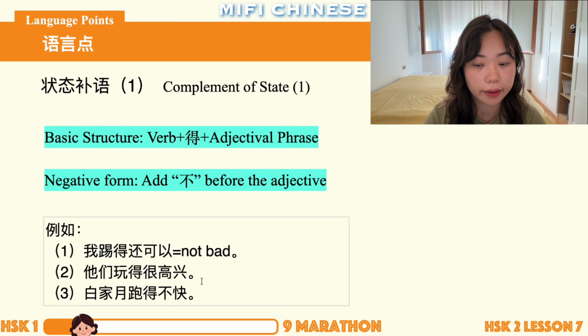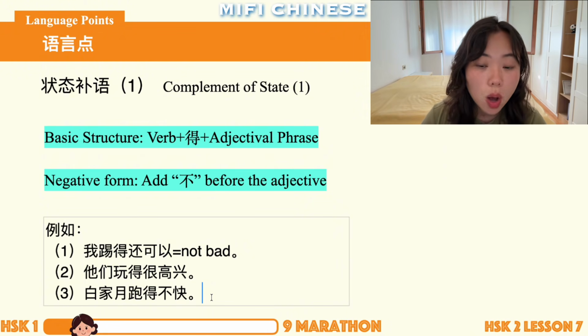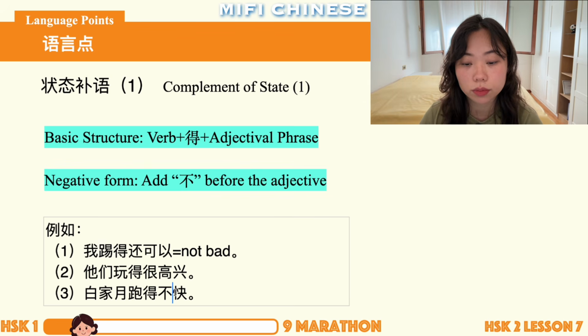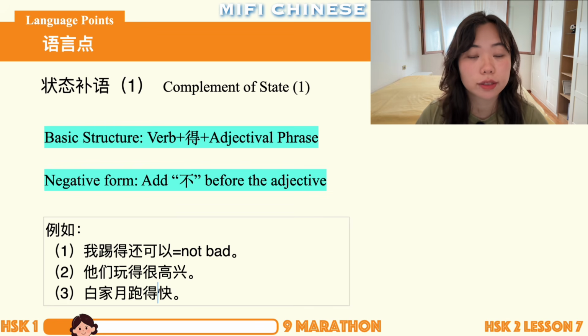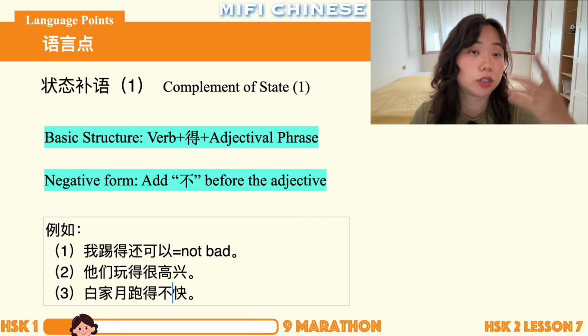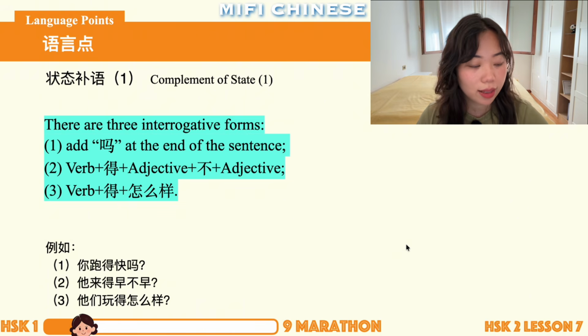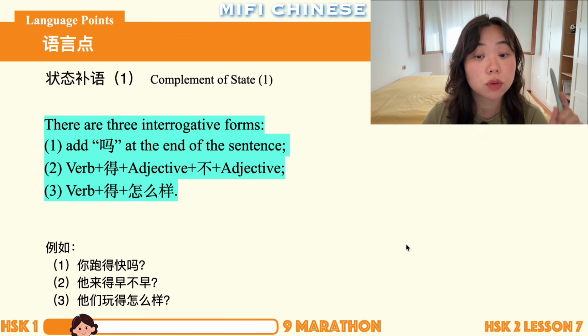the result, right? The third one 白嘉悦跑得不快, right? This is the negative form. What about you want to say the positive form? What about you want to say she runs really fast? Then you just remove the 不, right? 白嘉悦跑得快 she runs really fast. 跑得不快 she doesn't run fast. So that's the structure.